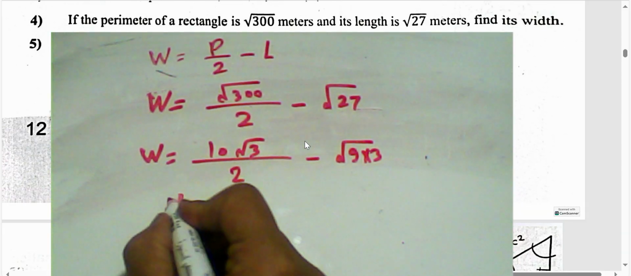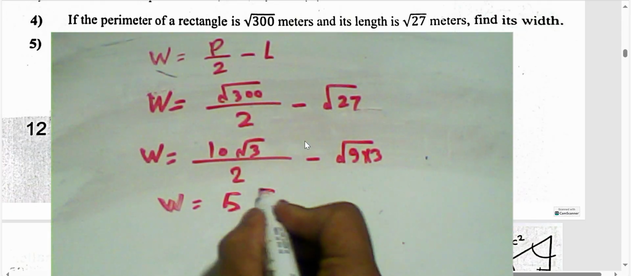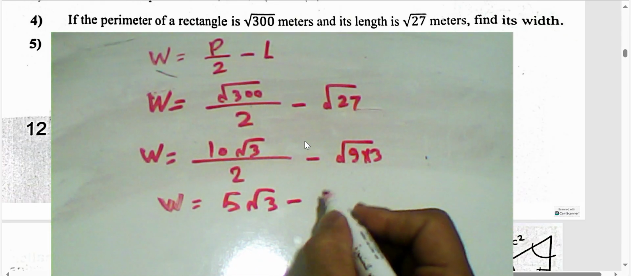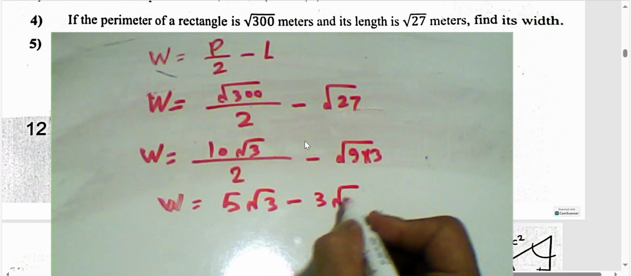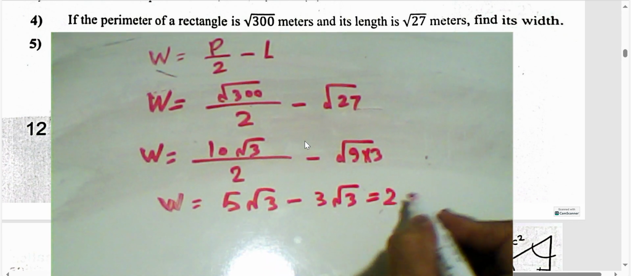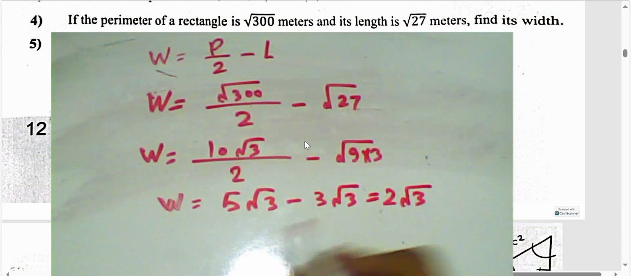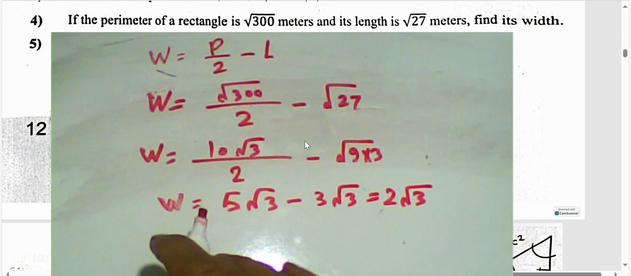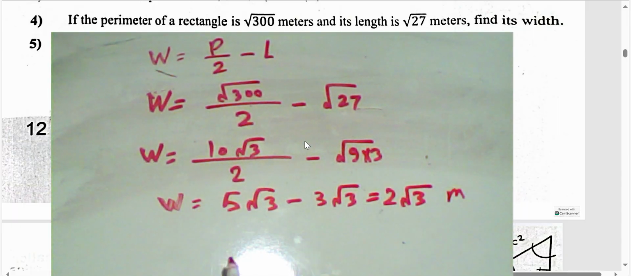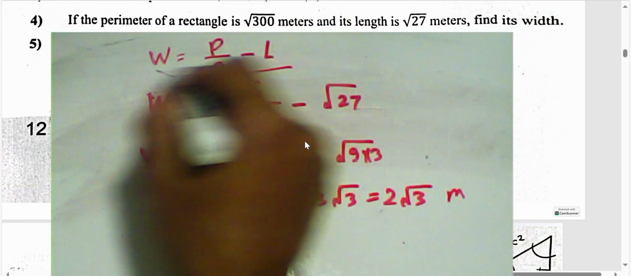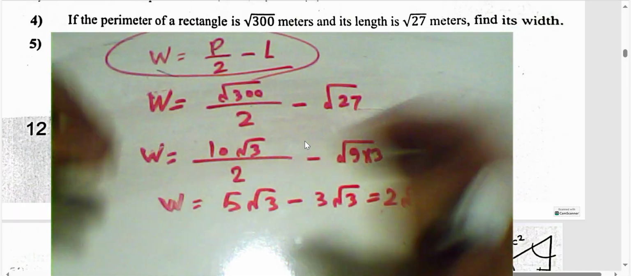Okay. Then the width equals 5 root 3, subtract the square root of 27, which is 3 root 3. Then 5 minus 3 equals 2. Then the answer will be 2 root 3 meters. Understood? We must use this rule to find the width of the perimeter.